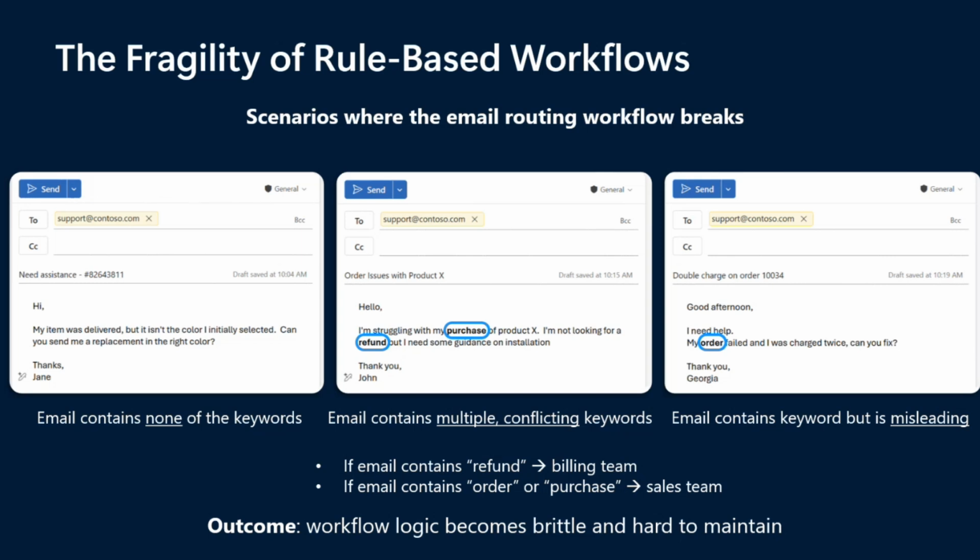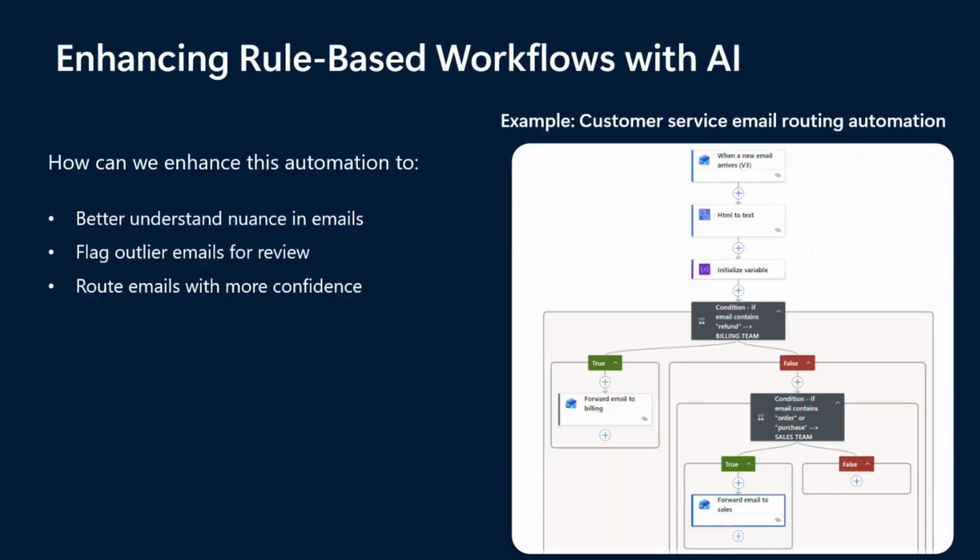The outcome here is that while our businesses rely on a lot of these types of automations, the workflow logic becomes brittle and really hard to maintain over time. And so now, looking at having things like Copilot Studio or AI in our workflows, we can actually enhance these workflows with AI-enabled steps. So what if we took out this rigid step-by-step process and allowed it to better understand the nuance that happens in email, better understand the deeper context of what it's doing, and also route emails with more confidence.